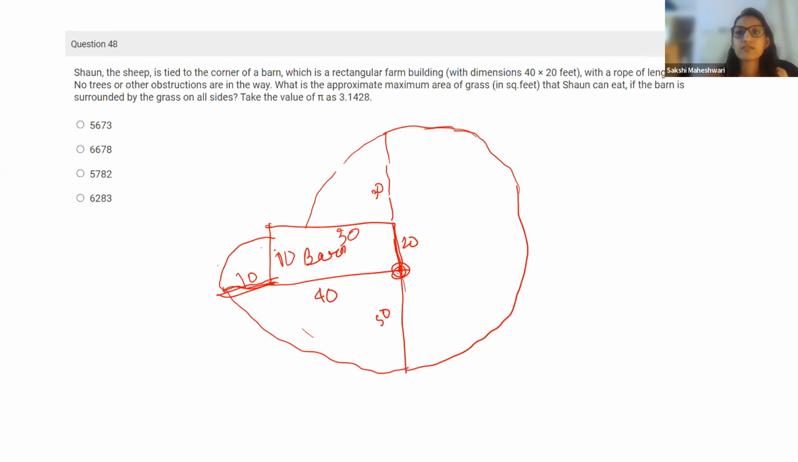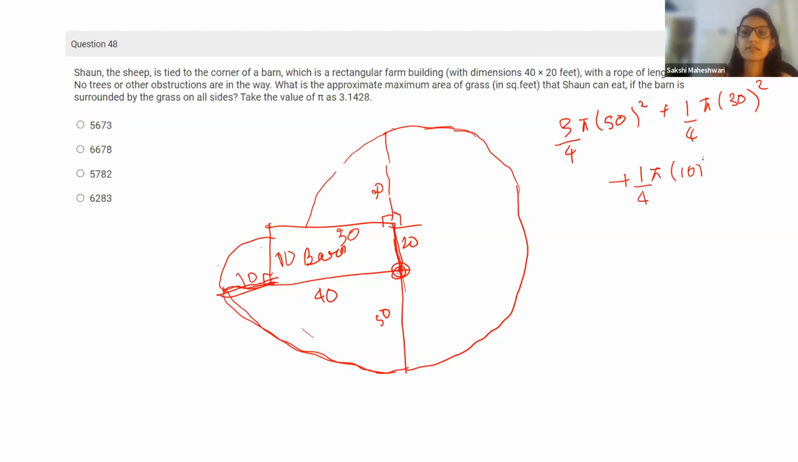Yes. So the maximum area of grass would be, see, it can cover 3/4 of this 50-meter radius circle. 3/4 of pi into 50 square. Then it can cover 1/4 of this 30-meter circle, since this is a rectangle. Okay, you understand this? This is a rectangle. So 1/4 of pi into 30 square plus similarly 1/4 of this pi into 10 square.